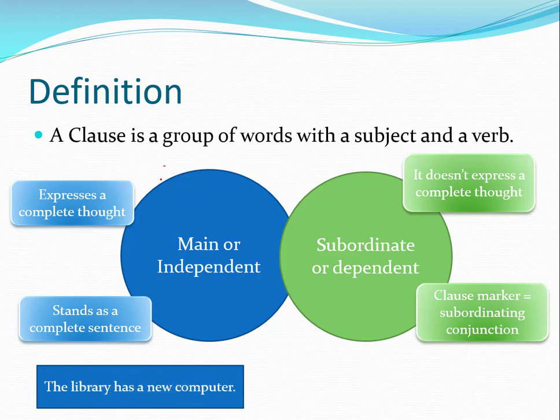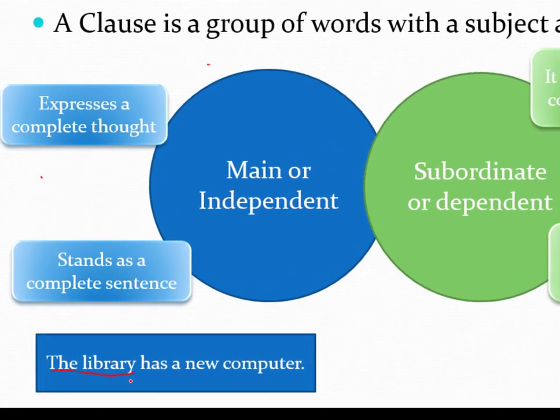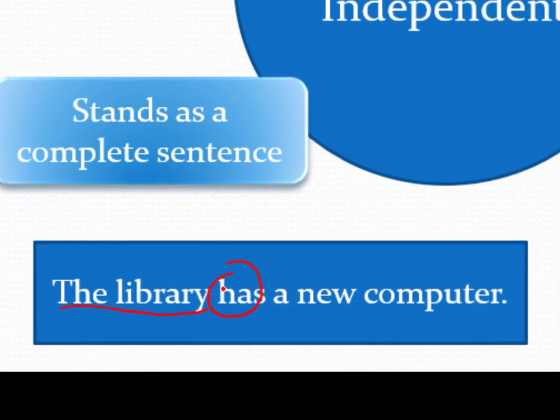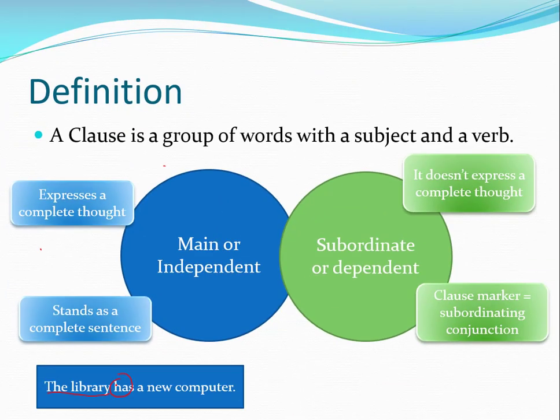The first one here is an example for a main or independent clause. So, the library has a new computer. It's an independent clause because it expresses a complete thought. We understand it. It can stand by itself, and we are making sure right now that it does have a subject and a verb, right? So, for example, the subject for this one would be the library, and the verb would be has. So yes, it is a clause, and it's an independent clause because of what I just said.